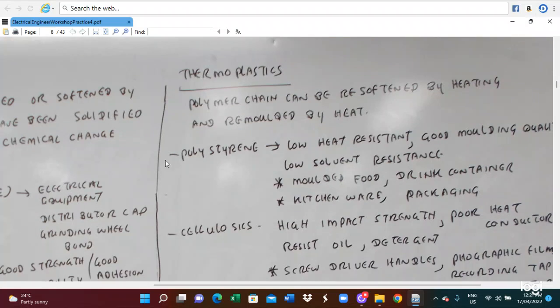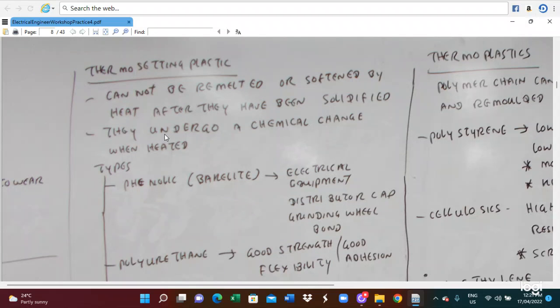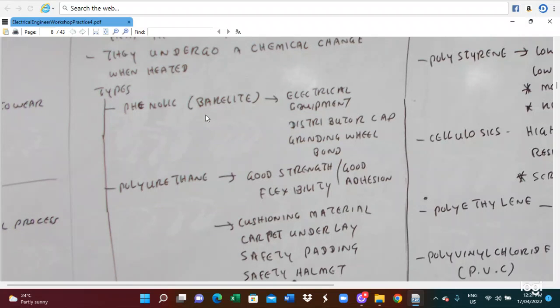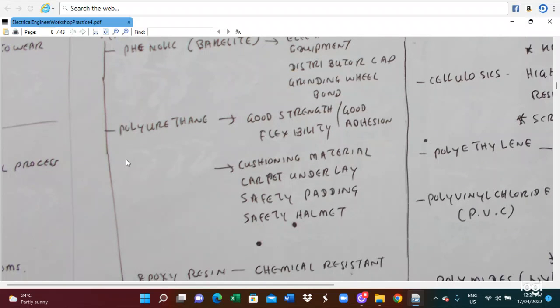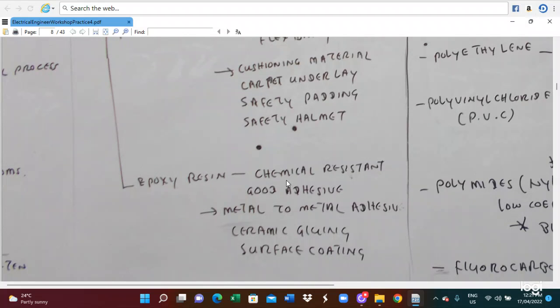A thermosetting plastic cannot be remelted or softened by heat after it has solidified. It undergoes a chemical change when heated. One kind is bakelite, which we use for electrical equipment, distributors and grinding wheels. Polyethylene we use for stone. It has flexibility and good adhesion. We use it for cushion material, carpet underlay, safety padding and safety helmets.